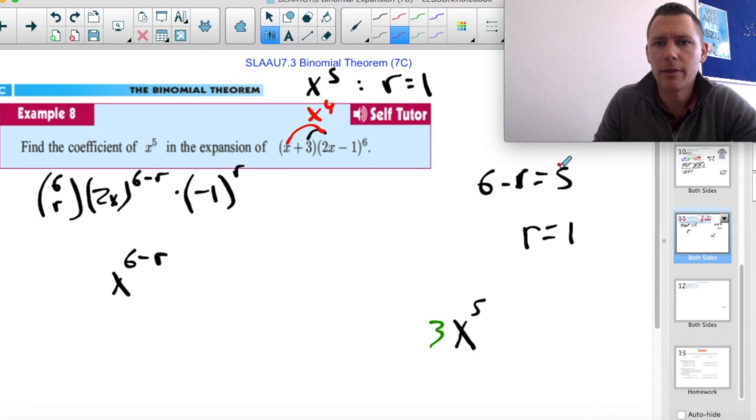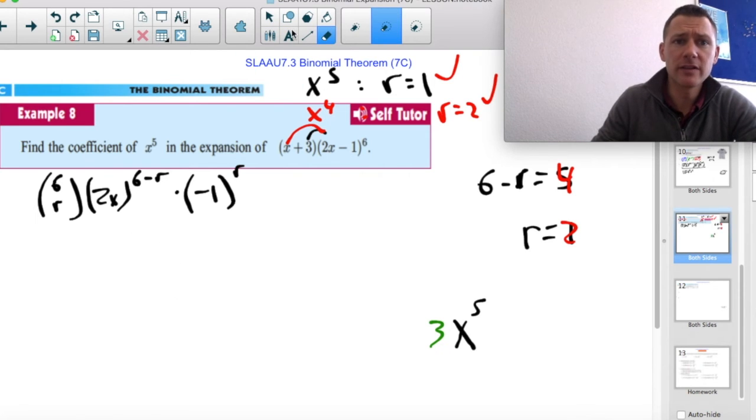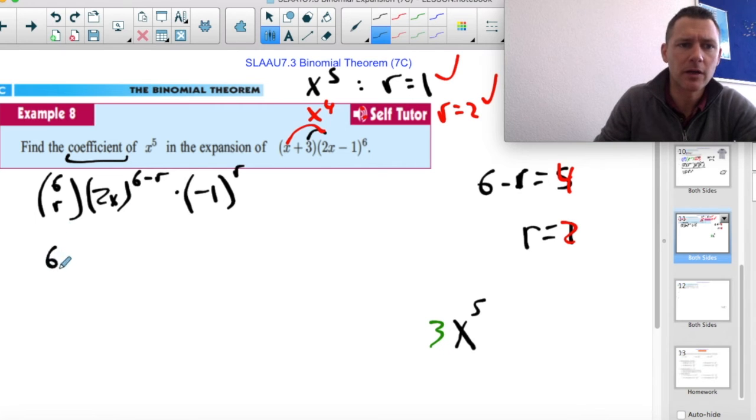So now I want this to be a 4, so I think r's got to be 2. So for this, r is 2. So I need to make one set of this where r is 1, and one set of these with r is 2. Right, okay, so I'm just interested in the coefficients, not the x's themselves. So the coefficient is going to be for the x to the fifth when r is 1.